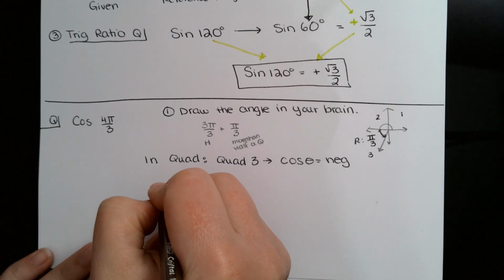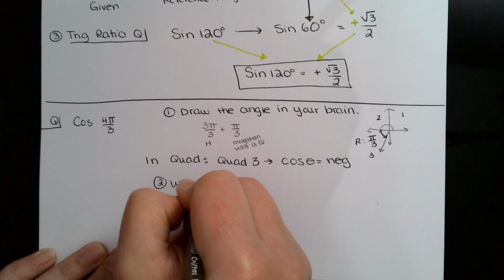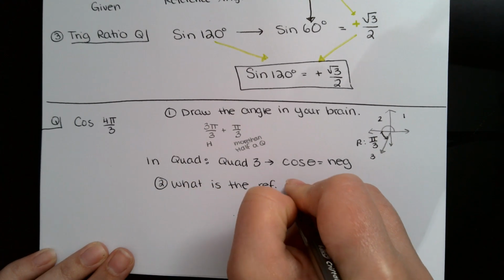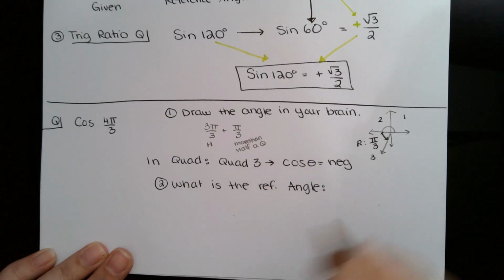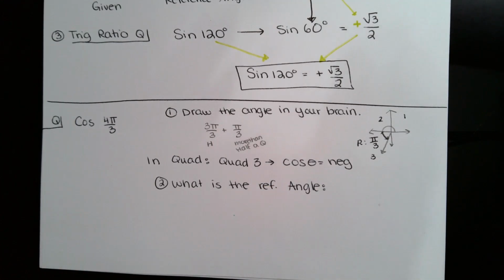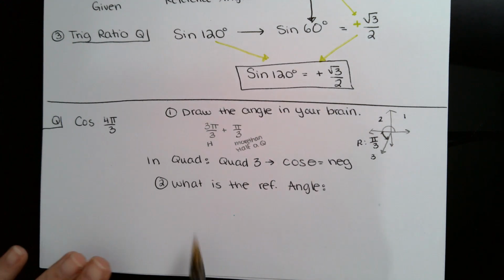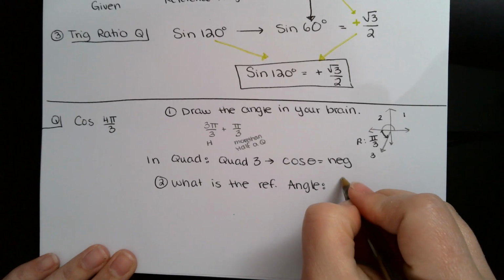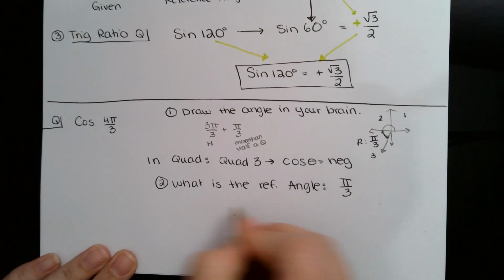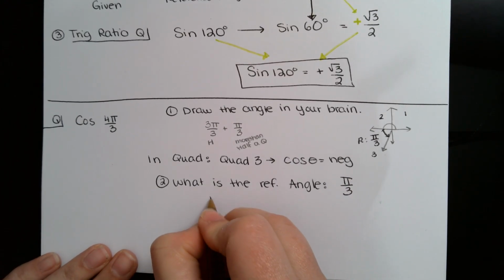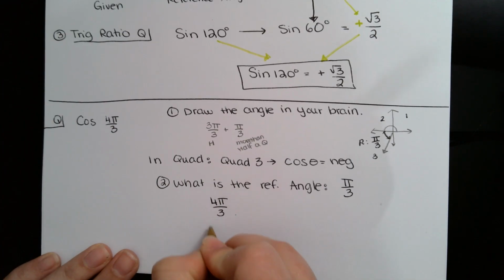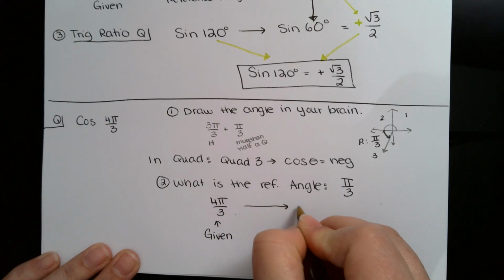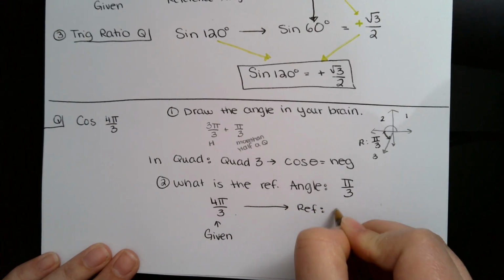Okay, step number 2, the reference angle. What is the reference angle? And again, this is all going to be memorized. None of this writing in English or anything. This should be happening in a split second. Okay, what is the reference angle? The reference angle to 4 pi thirds is 1 pi third, which means given to us is 4 pi thirds. Reference angle is pi thirds.